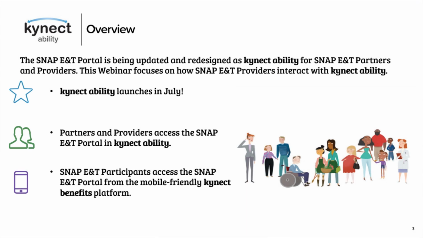The SNAP E&T portal is being updated and redesigned as Connectability for SNAP E&T partners and providers. This webinar focuses on SNAP E&T providers. The new SNAP E&T portal goes live in July and falls under the Connect umbrella. Partners and providers access the SNAP E&T portal in Connectability. SNAP E&T participants access the SNAP E&T portal from the mobile-friendly Connect Benefits.